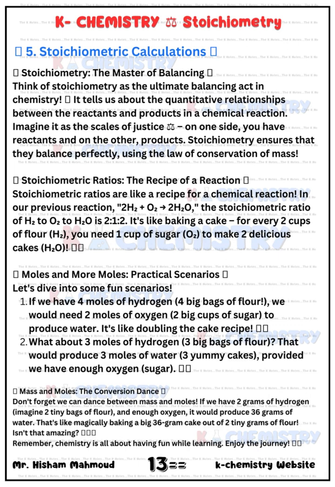What about mass and moles, the conversion dance? Don't forget we can dance between mass and moles. If we have 2 grams of hydrogen, imagine 2 tiny bags of flour, and enough oxygen, it would produce 36 grams of water. So instead of writing your ratios as moles, you can write them as grams. We have learned the relationship between grams and moles through the molar mass. So every time you have moles, you can change it into mass, and if you have mass, you can change it into moles. Remember your law: the number of moles is equal to mass divided by the molar mass. Remember, chemistry is all about having fun while learning, so enjoy the journey.